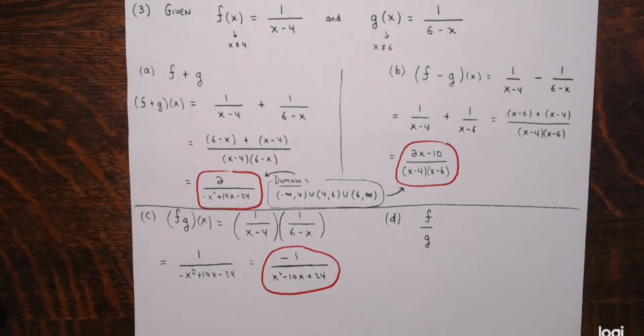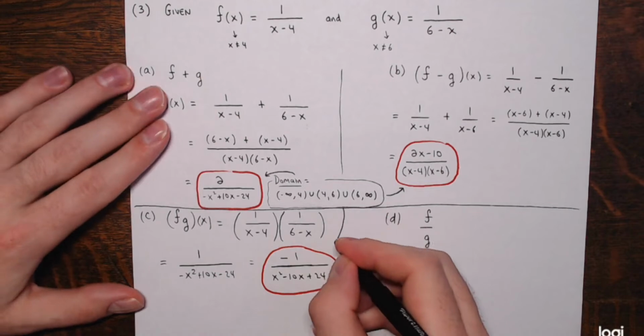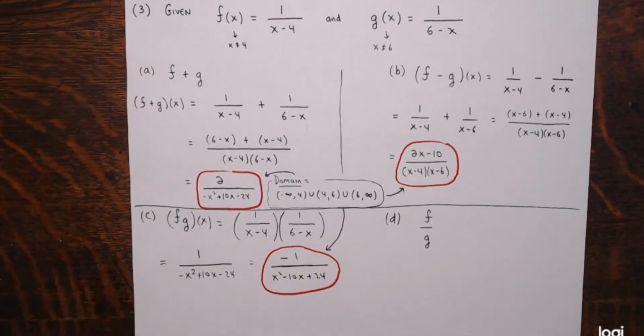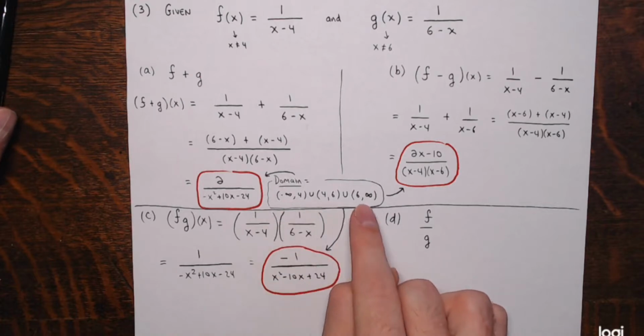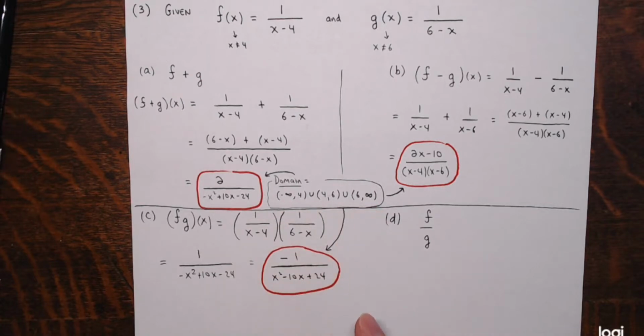And the domain is the same as the previous two. It's everything less than 4, everything between 4 and 6, and everything greater than 6. But I can't use 4 and 6, right? Because you'll be dividing by 0 here. You'd be dividing by 0 here, dividing by 0. You'd be dividing by 0 in a lot of places throughout this writing here if x were 4 or if x were 6. So same domain as parts A and B.